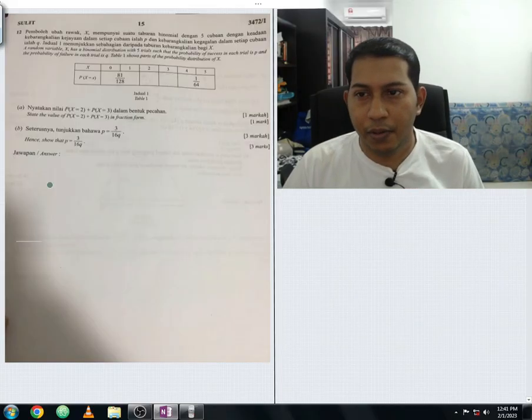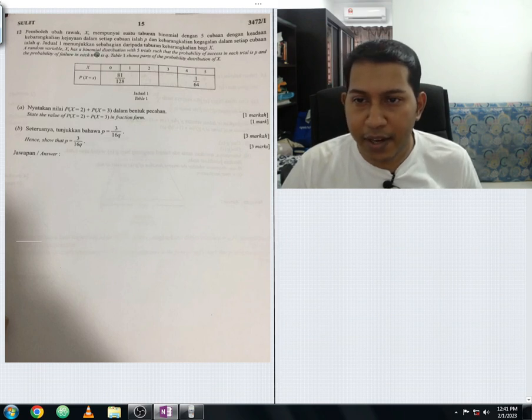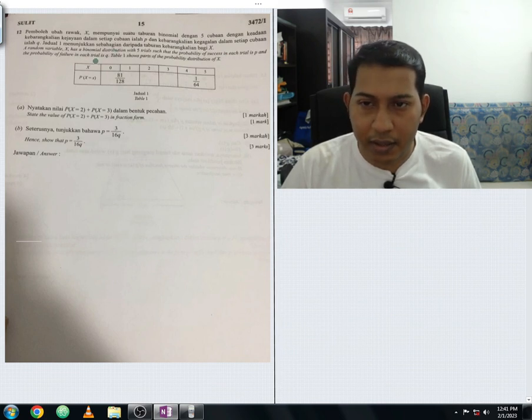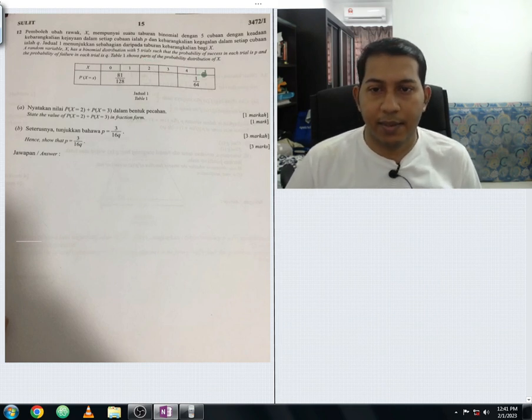Let me read the question now. A random variable x has a binomial distribution with 5 trials such that the probability of success in each trial is p and the probability of failure in each trial is q. Table 1 shows parts of the probability distribution of x. So this is Table 1.